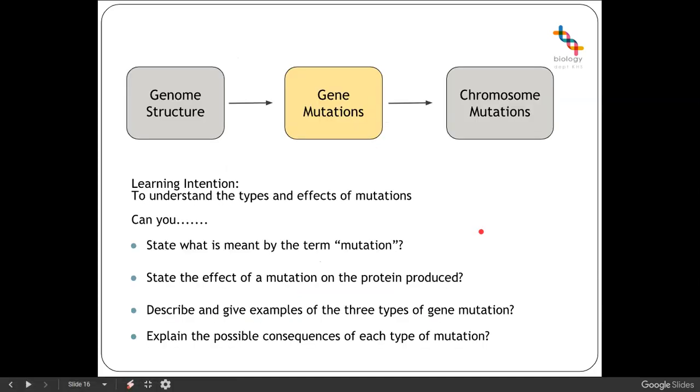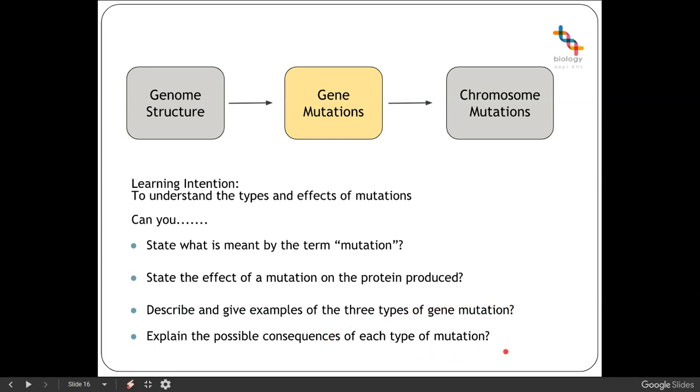So thinking about gene mutations, you should know that a mutation is a change in the DNA that results in either no protein or an altered protein being produced. The effect of a mutation on the protein produced could be to change its shape or to stop it being produced entirely. The 3 types of gene mutation are substitution, insertion, and deletion.